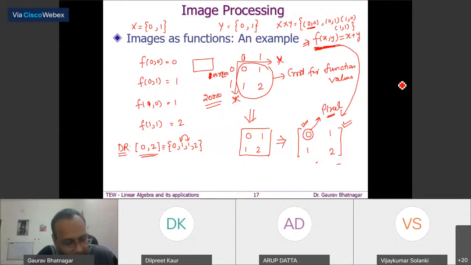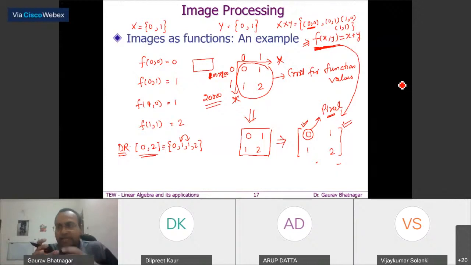Sir, I am asking that you have taken X and Y as a discrete set, 0, 1, 0, 1. Yes. And using the function f of x, y equal to x plus y, you have got that matrix. Yes, I got this matrix. Then how can it create a continuous picture? What about the intermediate points? No, the picture is not continuous at all. When you talk about an image, it is always going to be discrete. Discrete, but sir, when we see the outputs, all the gaps in between are filled up.